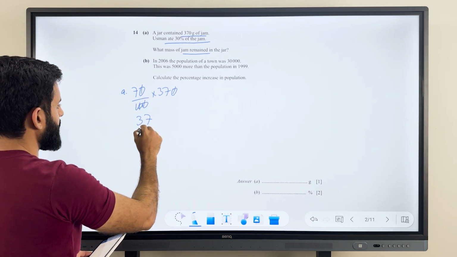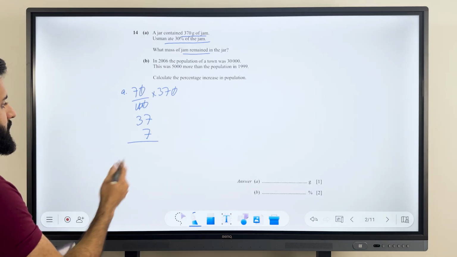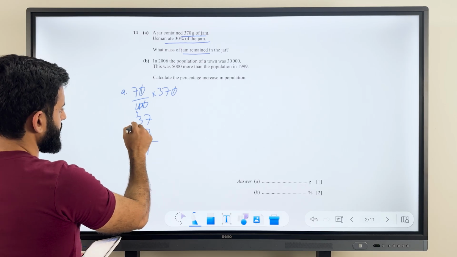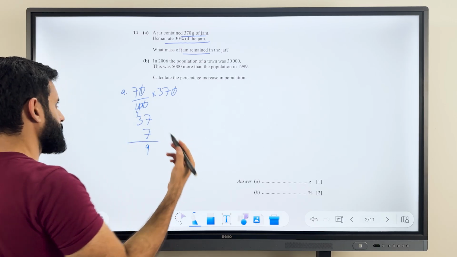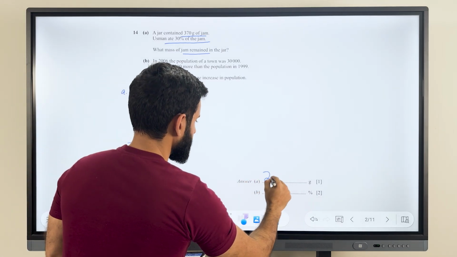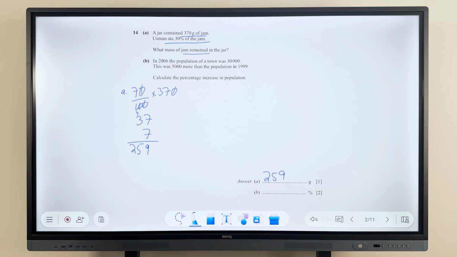Now, if you can work this out mentally, you're a genius. But I'm not. I can't work this out mentally, so I'll just do it the conventional way. 7 7s are 49. There you go. 7 3s are 21. 21 plus 4 is 25. So that means the mass of the jam that remains is 259 grams, which is the correct answer.